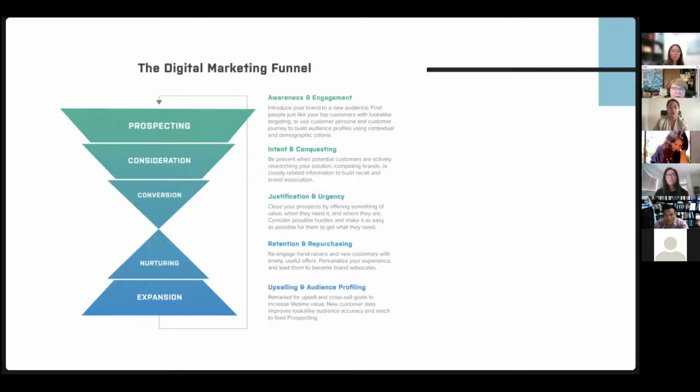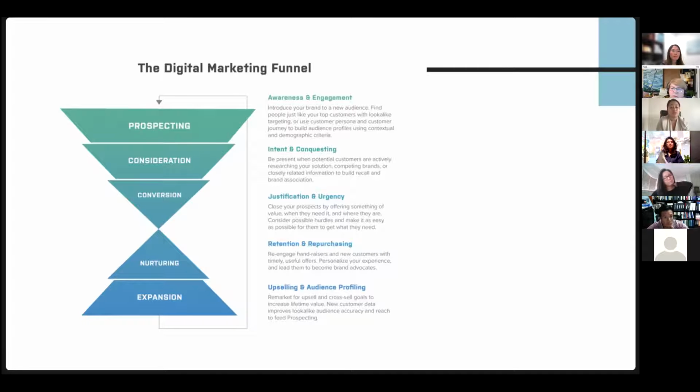So at the top of the funnel, your prospecting, we can see this is the awareness phase. This is where you introduce your brand to a new audience. You find people just like your top customers with lookalike targeting, or use customer personas like we talked about last class, and customer journey to build audience profiles using contextual and demographic criteria. Next, in the consideration phase, intent and conquesting. So be present when potential customers are actively researching your solution, competing brands, or closely related information to build recall and brand association.